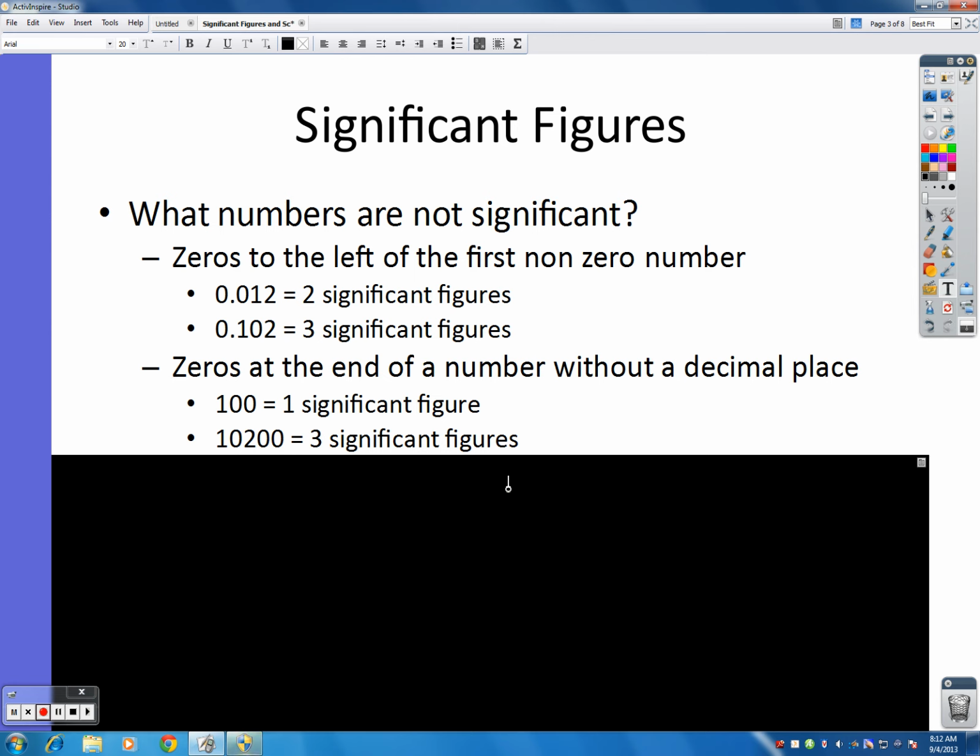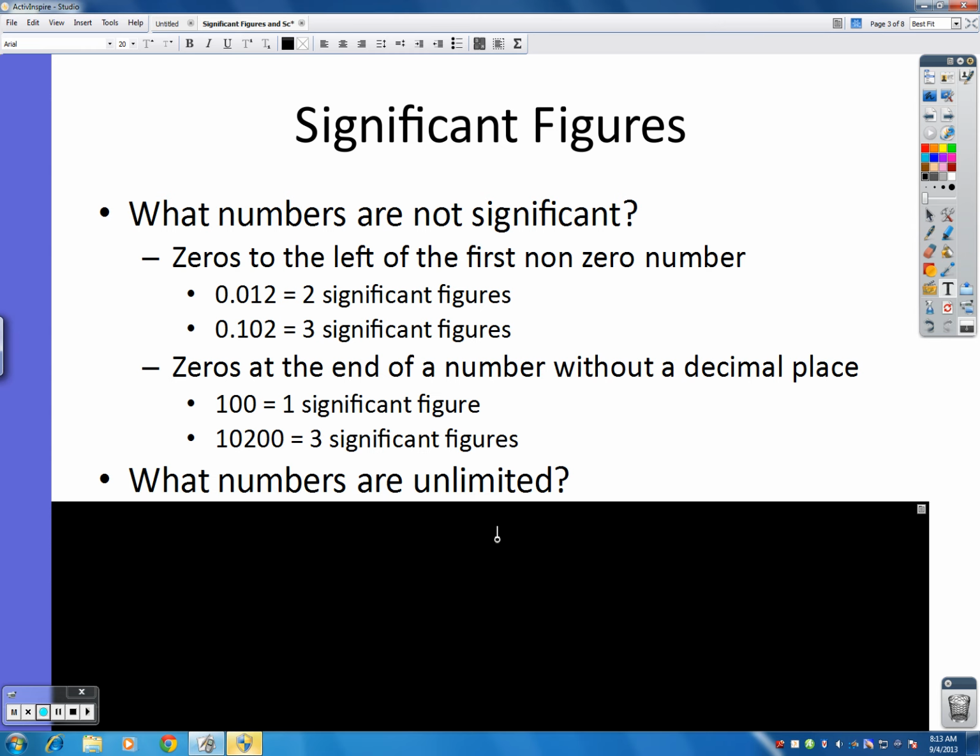One of the things to note is this specifically says without a decimal place. Meaning if I were to say 100 and then put a decimal point at the end, that would actually be 3 significant figures because there is a decimal place. And I'm going to, again, kind of show you a little device to help you remember that.